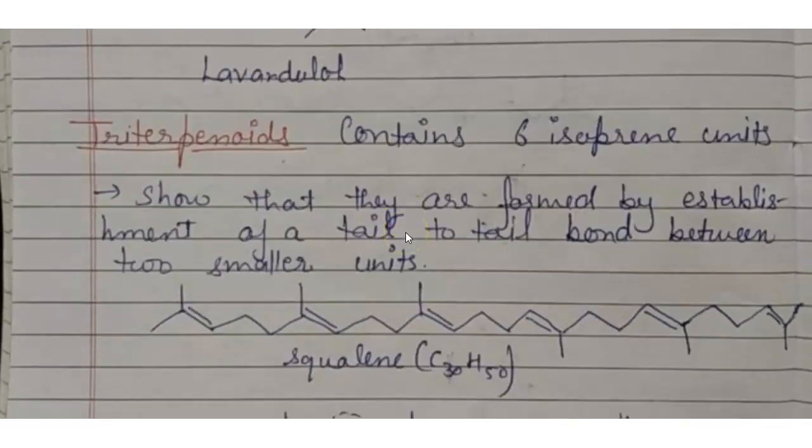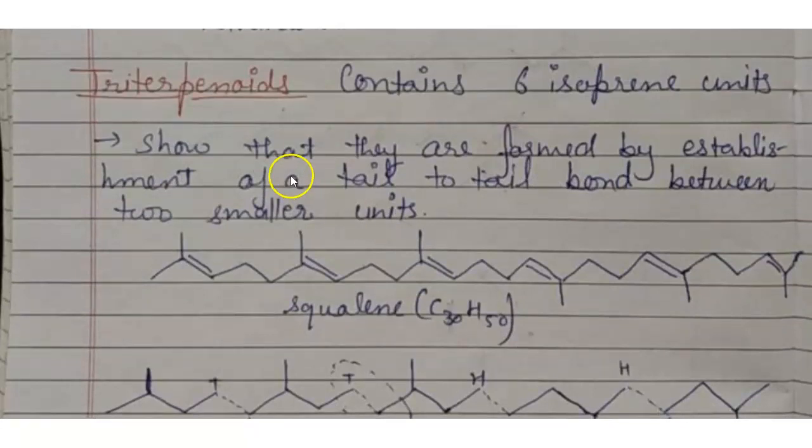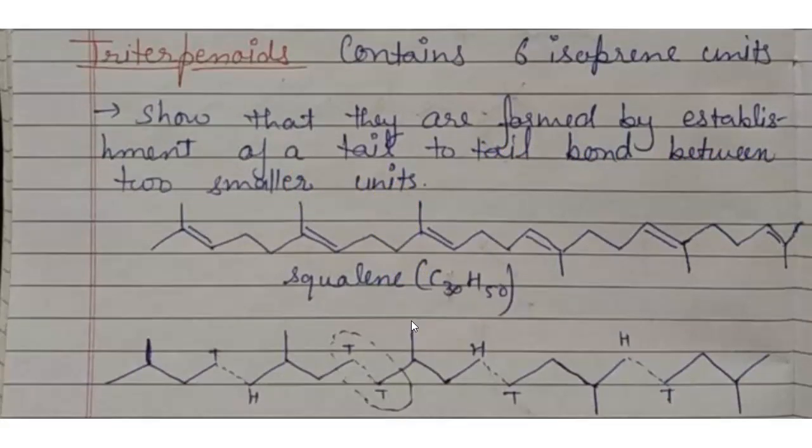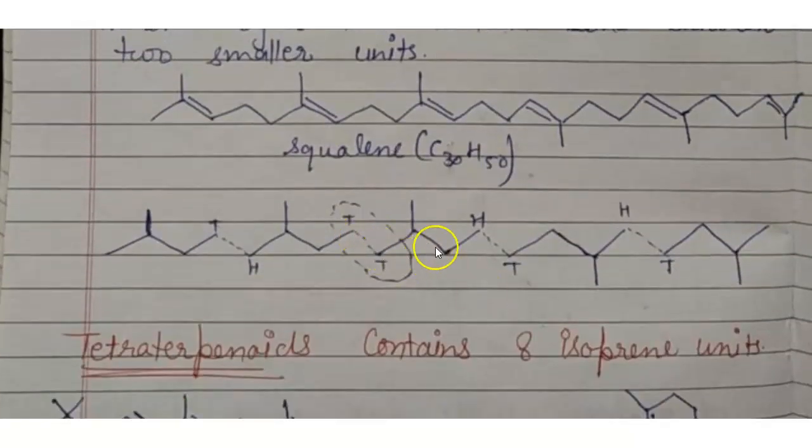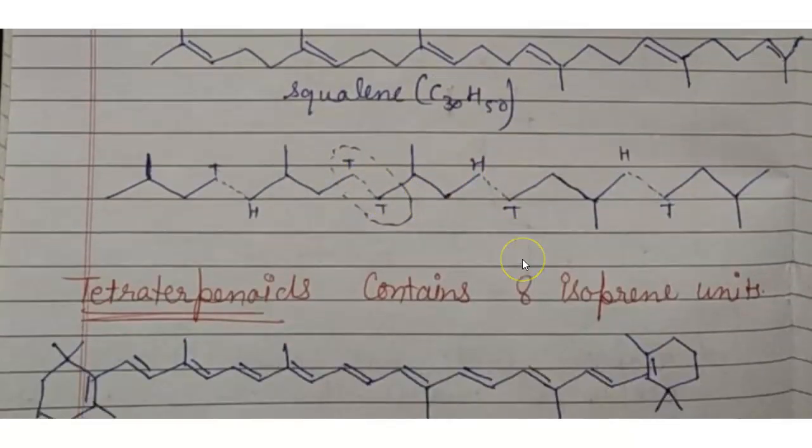Triterpenoids contain 6 isoprene units. Show that they are formed by establishment of a tail-to-tail bond between two smaller units. That is, squalene has C30 and H50, and this is the tail, this is the head and tail.